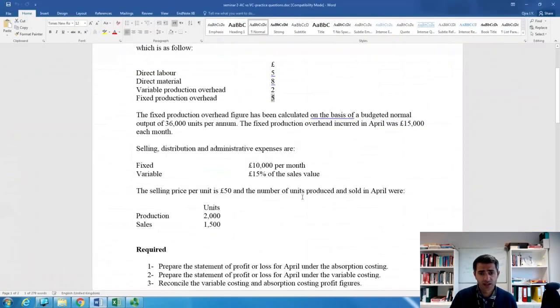if you look here, you will see that selling and distribution expenses are fixed and variable. We have two elements for selling, distribution, and administration expenses. We have fixed selling of 10,000 per month, and we also have the variable 15% of the total sales. So for the fixed selling, that's very simple.